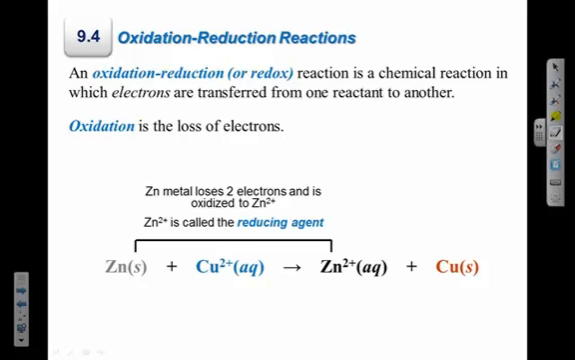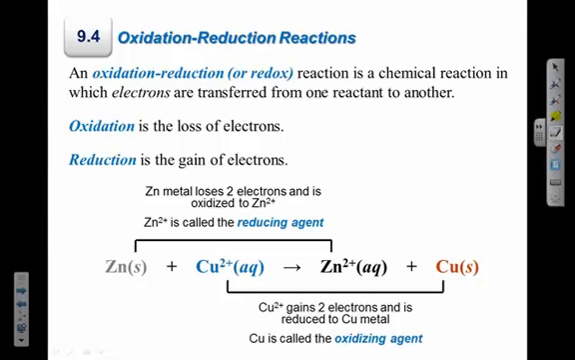So as a reducing agent, the zinc, we recognize it as a reducing agent because the zinc is causing the reduction of the copper. They work hand in hand. The zinc can't be oxidized unless the copper is reduced. And so the zinc is responsible for reducing the copper. That makes the zinc the reducing agent. And that the copper obviously then is oxidized. I'm sorry, the copper is reduced.